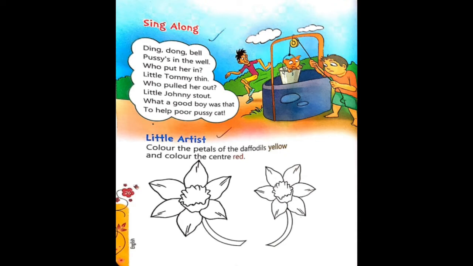Ding dong bell, pussy's in the well. Who put her in? Little Tommy Thin. Who pulled her out? Little Johnny Stout. What a good boy was that to help poor pussy cat.